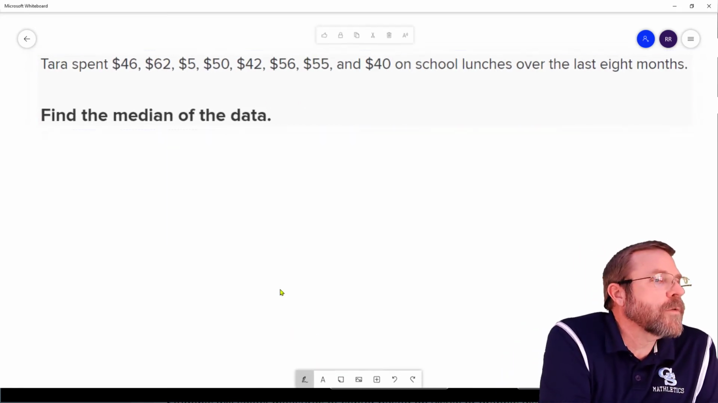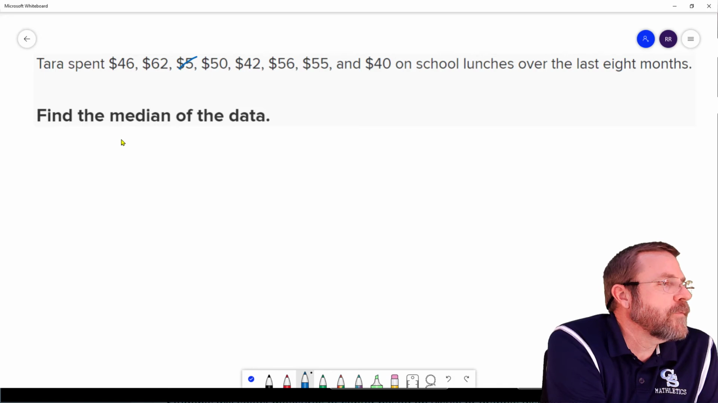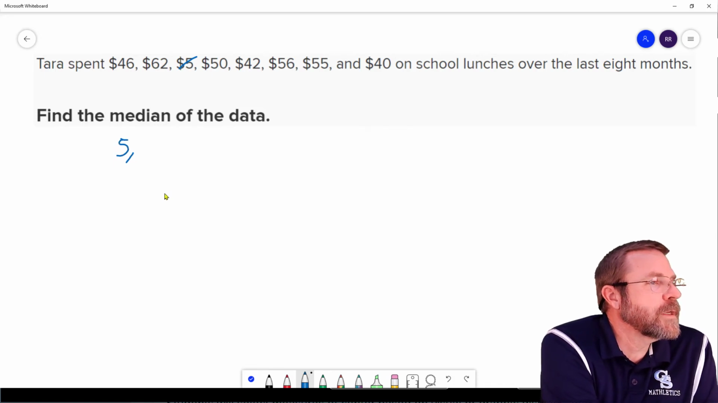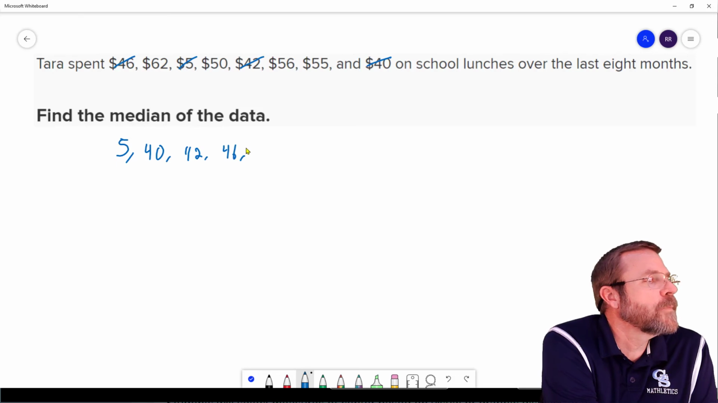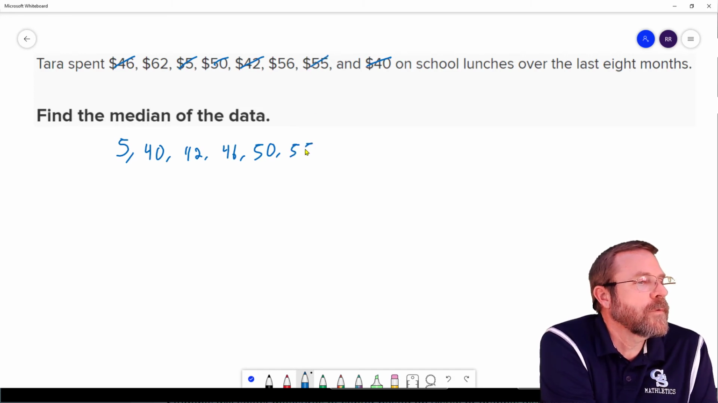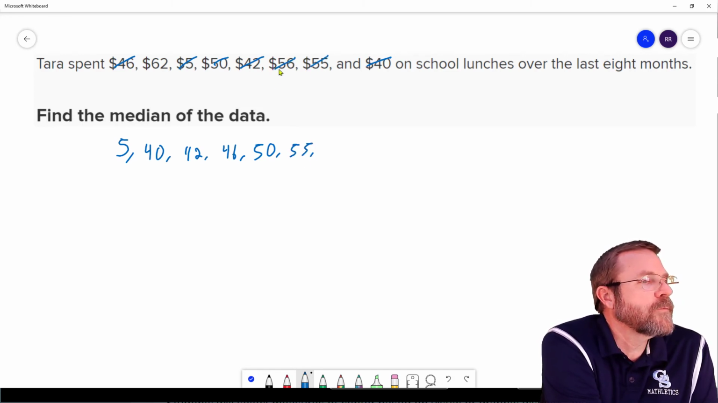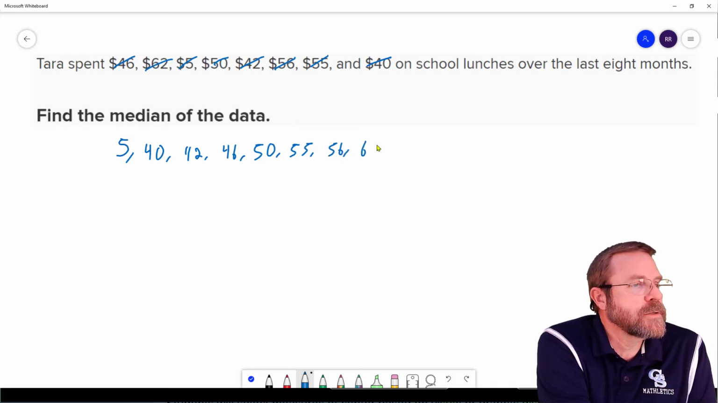In doing that, our least data value is going to be 5. So I'm going to put 5. That was her skinny month. And then after 5, it jumped all the way up to 40. And from 40, we went to 42 right here. From 42, she's got 46. And then after 46, she went to 50. After 50, she did 55. After 55, she did 56. And then after 56, she did 62.